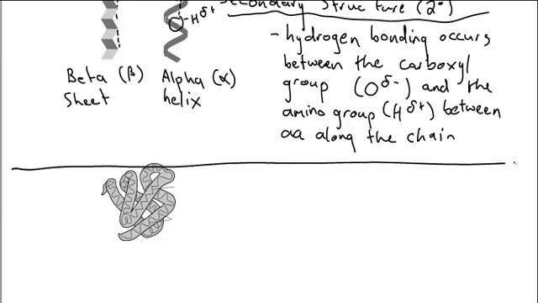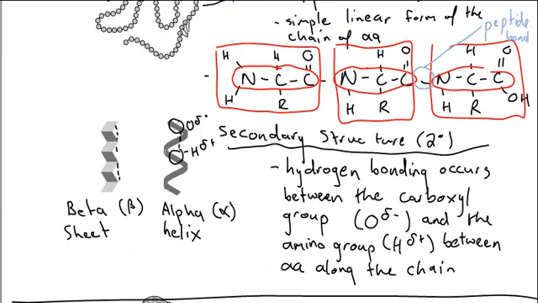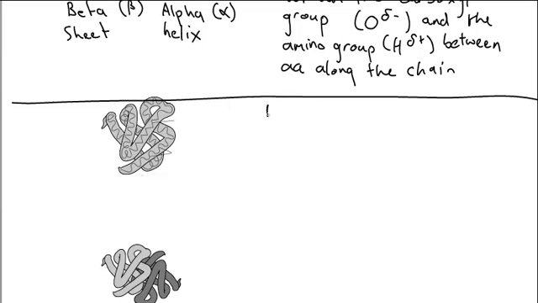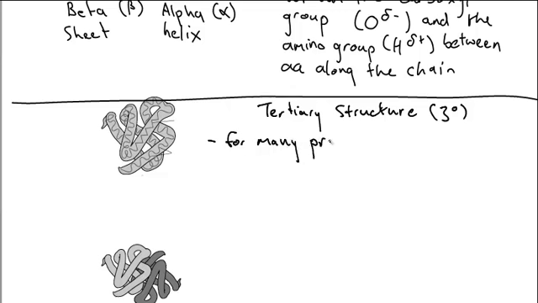Then we have what comes after secondary. Do you guys know the word? It's tertiary. So our tertiary structure. In many proteins, this is as far as they get. Tertiary structure, 3 degrees, is for many proteins. It equals the final 3D shape and the functional form.